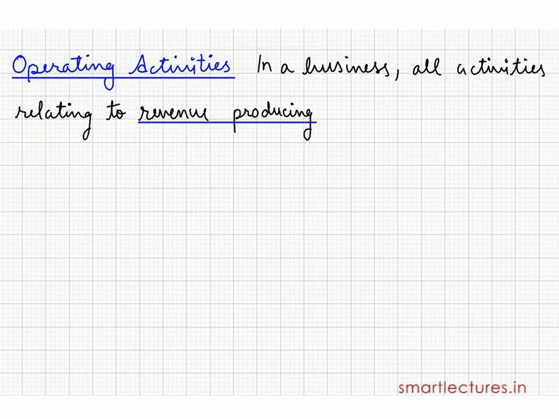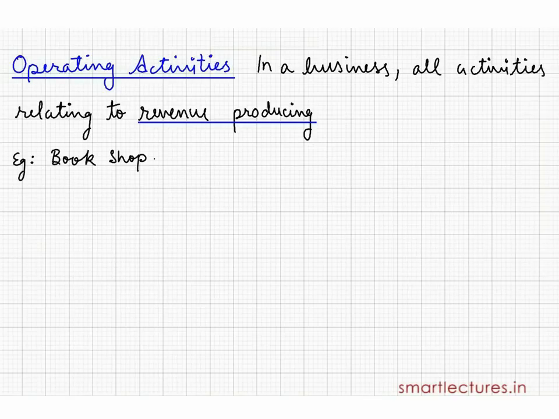Operating activities. In our last segment, we were discussing different types of activities. So first of all, we'll take up operating activities. In a business, all activities relating to revenue producing are called operating activities.